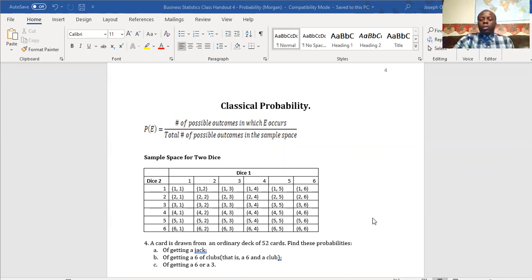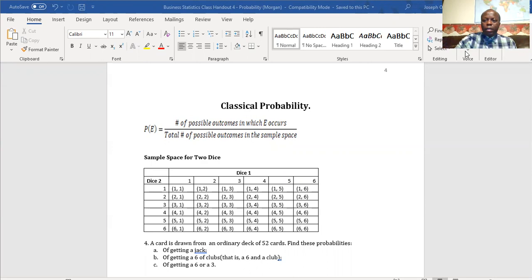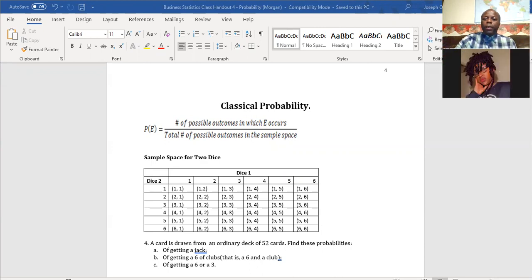So I introduced you to the concept of probability on Monday. Today, let's go deeper into the concept of probability. Today we'll be looking at classical probability. Remember, I mentioned that we have three approaches: the classical approach, the empirical approach, and the subjective approach. Today we'll start with the classical.